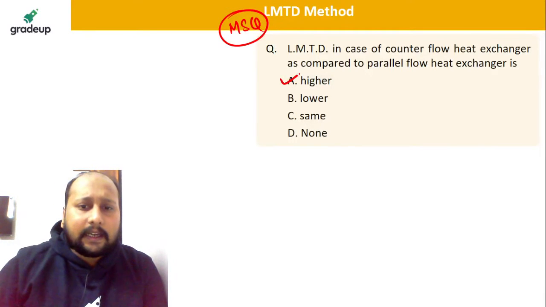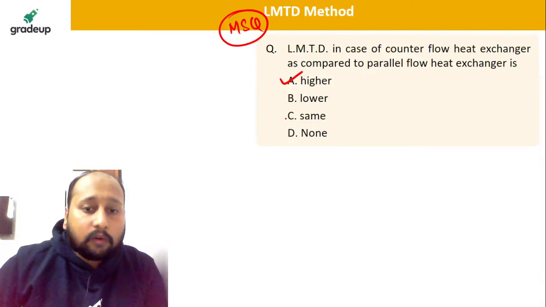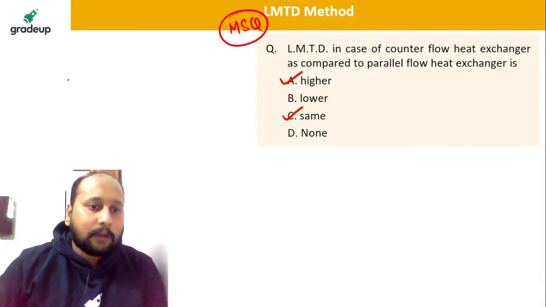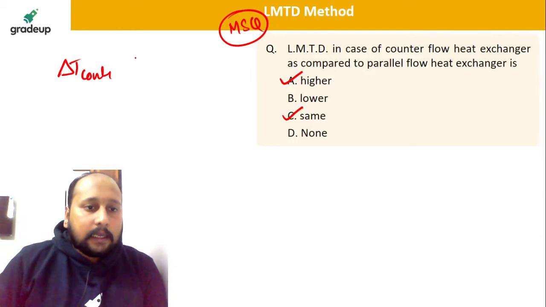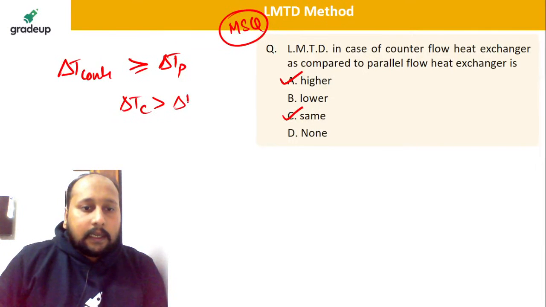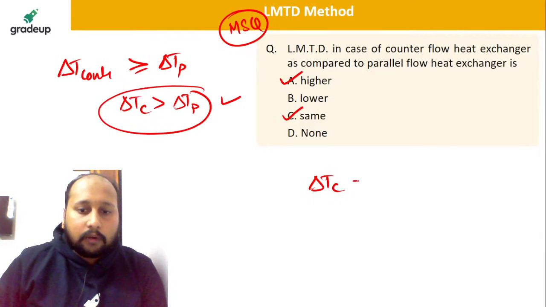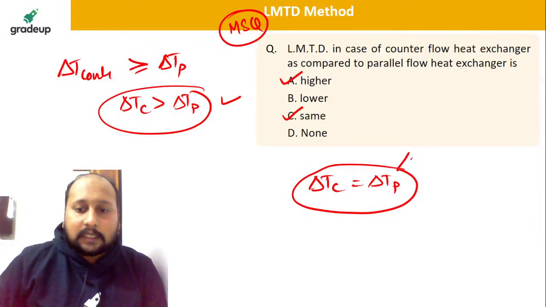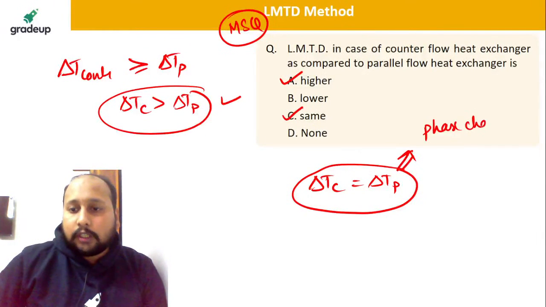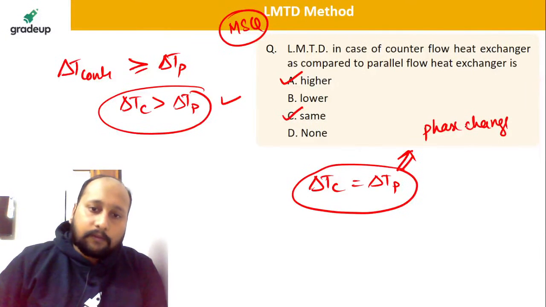Definitely A is correct. If this is an MSQ problem, then definitely you can go for option C also. Why? Because we know that LMTD of counter is greater than or equal to LMTD of parallel. This we know, this is a generalized formula. But if I say LMTD of counter equal to LMTD of parallel, can you tell me the case when this is happening? This is basically happening whenever we are having a phase change phenomena. Phase change.